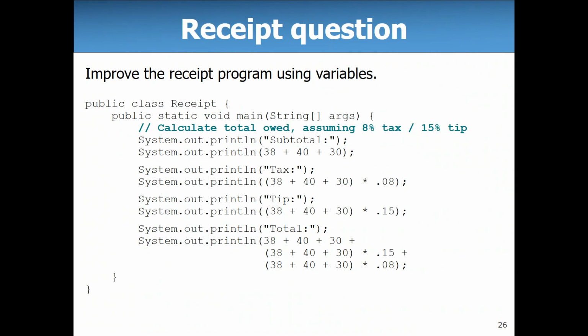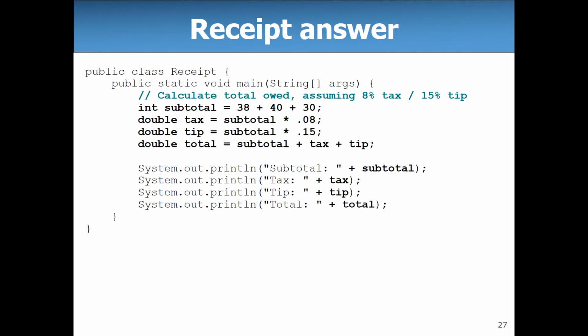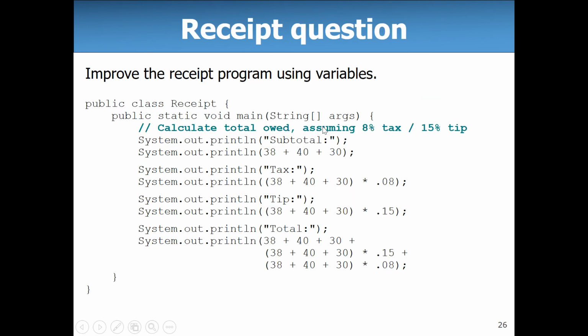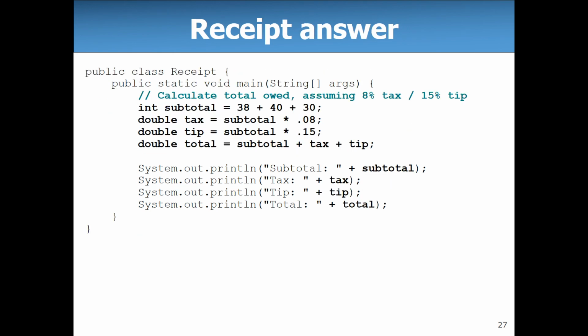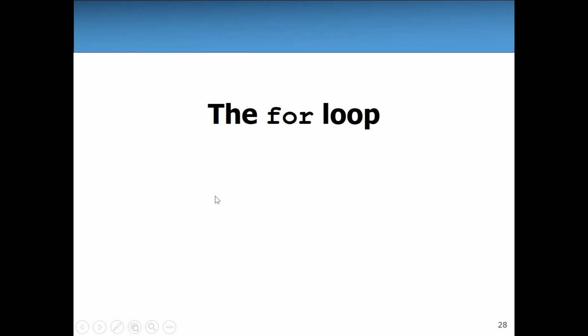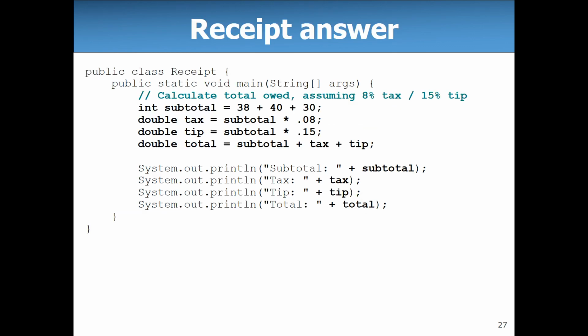So if we take a look at this one, we can improve this by using variables. By taking that value, the 38 plus 40 plus 30, and putting that into the subtotal, then we can figure out what the tax is by multiplying 0.8 against that value, and figure out what the tip is, right? So see how we had all this numerical stuff over here, and then we just simply figured out what our variables were and then used them all together over here. Okay, so variables are really useful for our answers.